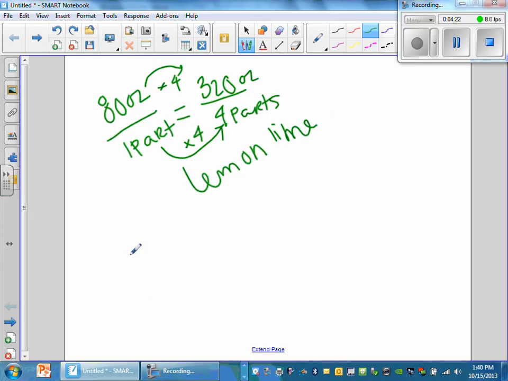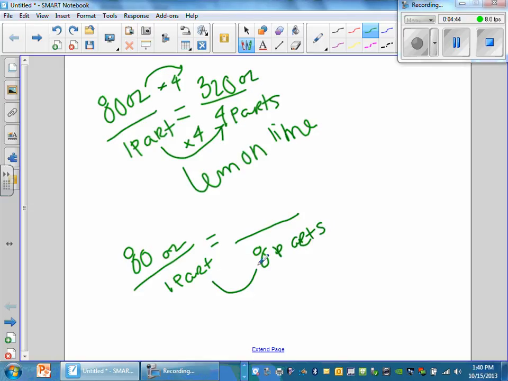If I'm going to try his grapefruit, again, we figured out that there were 80 ounces in 1 part for Adam. And again, if you look back on page 16, it says that Adam uses 8 parts grapefruit. I'm going to be scaling up because going from 1 to 8, I get bigger. I have to multiply 1 by 8 to get 8. So if I do the same thing on the top, 8 times 80 should give me 640 ounces of grapefruit.